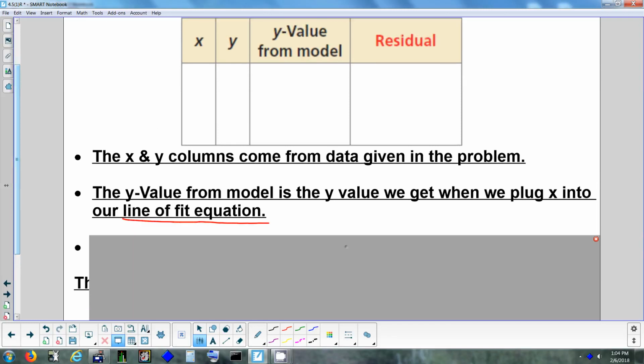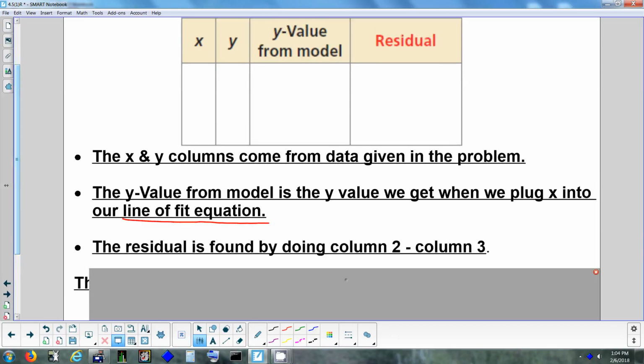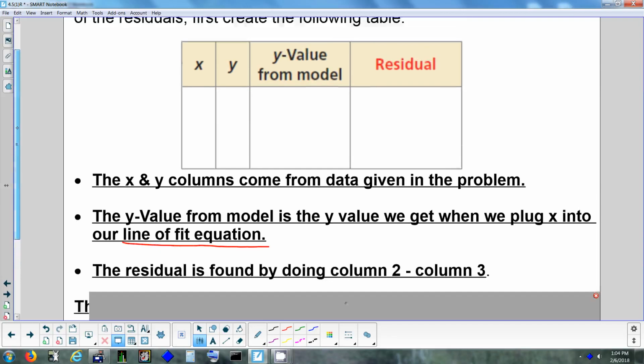Okay, last column. This is the easiest one, the residual. All you have to do is subtract. If I number the columns, subtract column 2 minus column 3. You're going to get a number there, and then just write the answer in column 4.